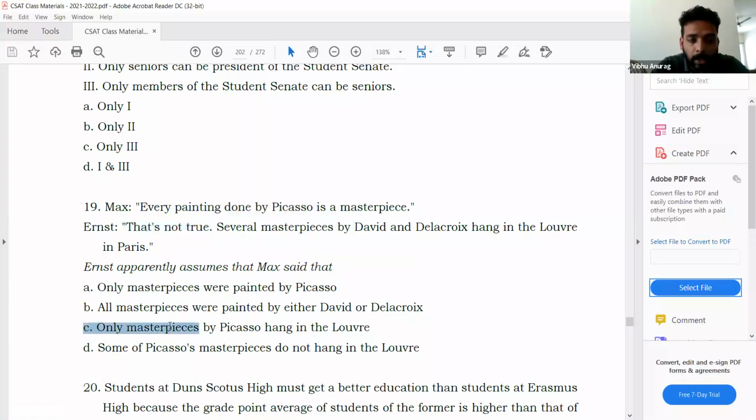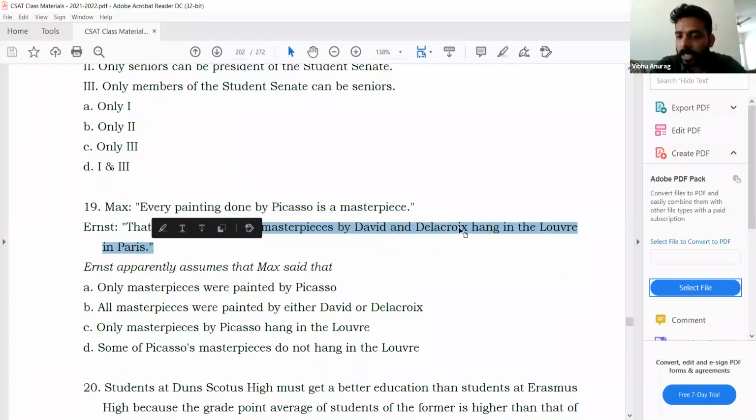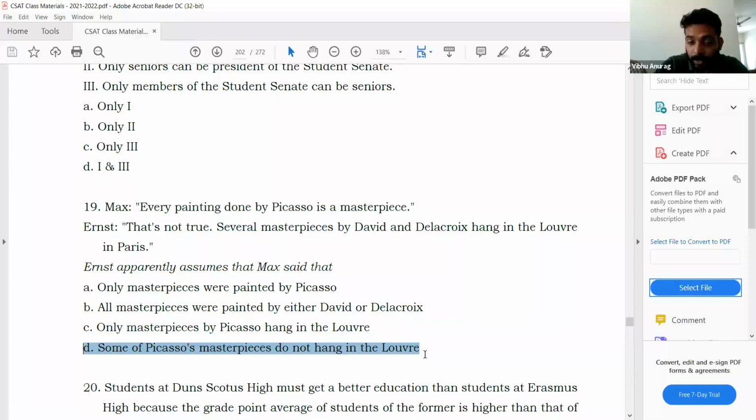If he hears this, only masterpieces by Picasso hang in the Louvre, and he says that's not true, then he should say other people's masterpieces also hang in the Louvre, which is exactly what he said here. Several masterpieces by David and Delacroix hang in the Louvre in Paris. So it is correct. Option D, some of Picasso's masterpieces do not hang in the Louvre. If he replies that's not true to this, then he should say all of Picasso's masterpieces hang in the Louvre.